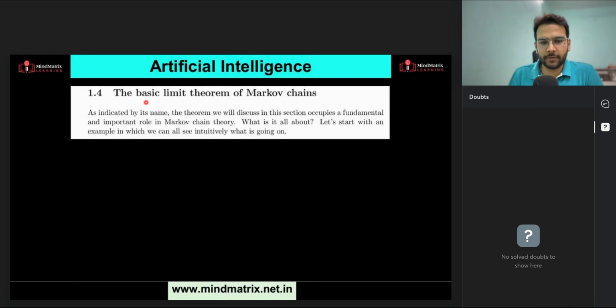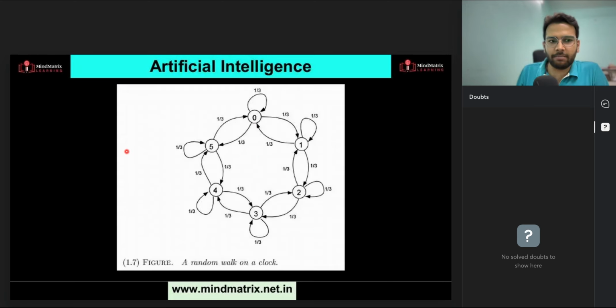That is the subtopic, we can say, the basic limit theorem of Markov chains. Now this is a very interesting thing, so carefully understand this. Let's consider what this limit theorem says through one example, that will be an easy way to understand. This is a figure given to you, and there is a Markov chain given to you basically, right?